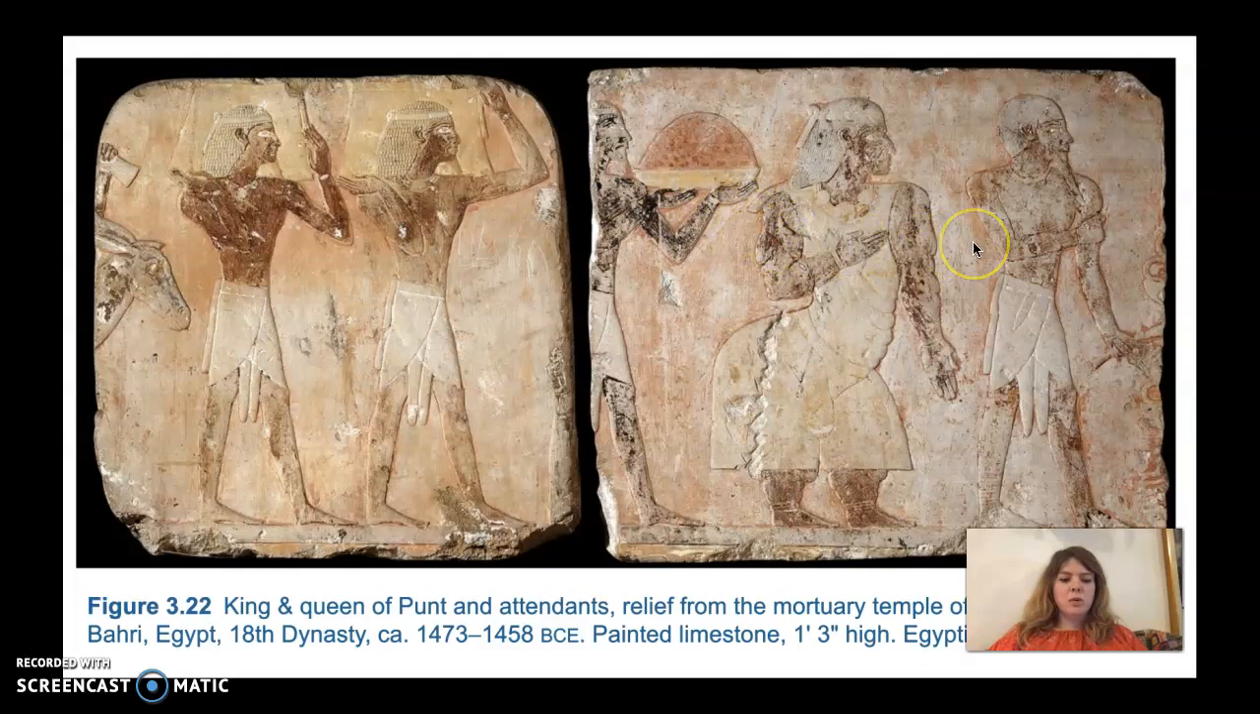So here are the king and queen of Punt and attendants, and this is a relief from the mortuary temple of Hatshepsut, and it's painted limestone. It's about a little over a foot tall, and this is basically a relief that shows Hatshepsut's successful expedition to a faraway land called Punt. And you can see in this detail that bare-chested men carry local goods of gold and frankincense into their ships, and then they're going to take that back to Egypt. So that's what they're carrying here. So they're getting things that they wanted from the land of Punt, I guess, to take back to Egypt.